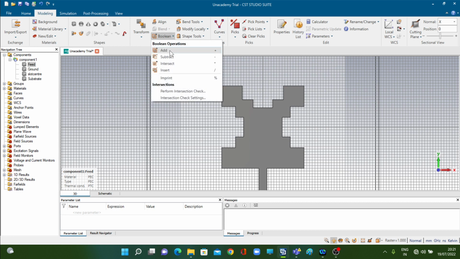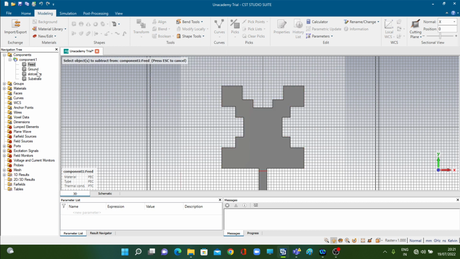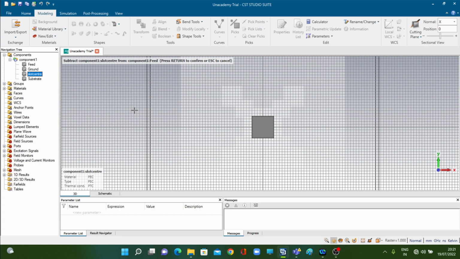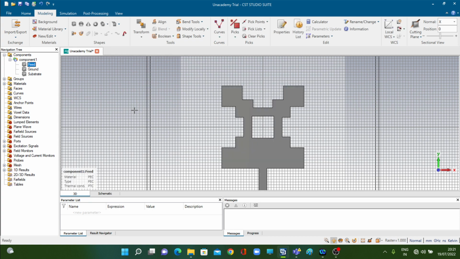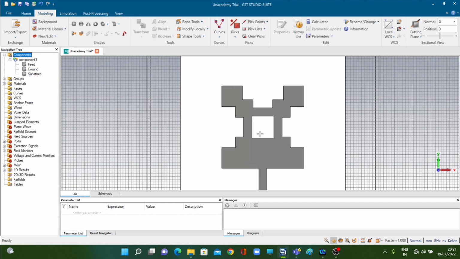Boolean, drop down, subtract. Slot center you select, and enter. See, the annular structure is defined, where there is a hole, I mean there is a metallic hole. The dielectric is always there. Let me select this component. See, dielectric is there, but the metal is not there.